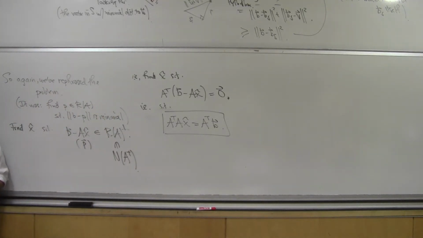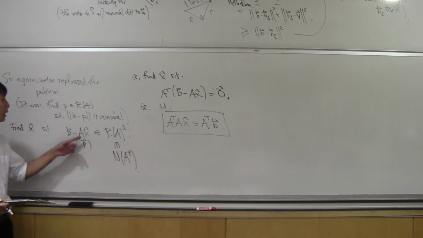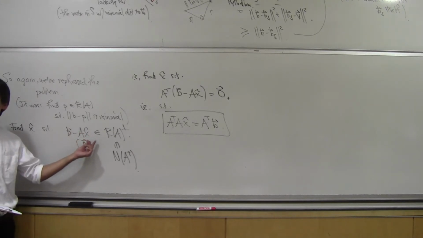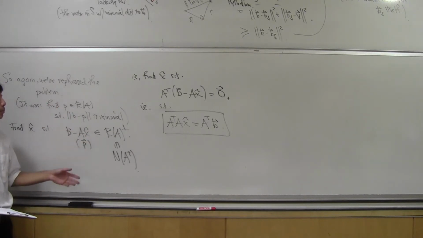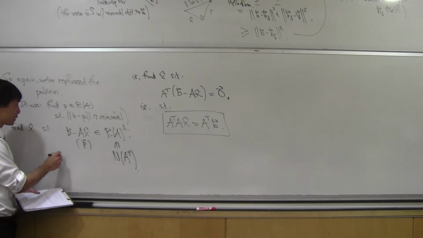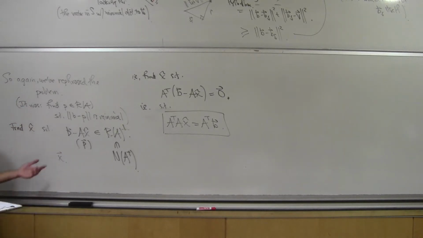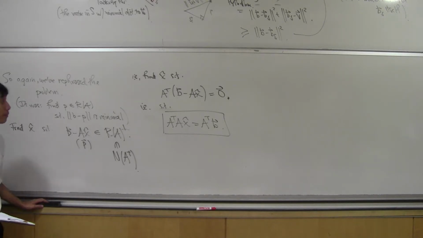What's X hat again? Sorry. X hat is what we're looking for. I mean, if you want, I could just call it X, the vector X. But in the book, they use this notation X hat, so I'm going to use their notation. You're looking for a vector. Call it X hat.